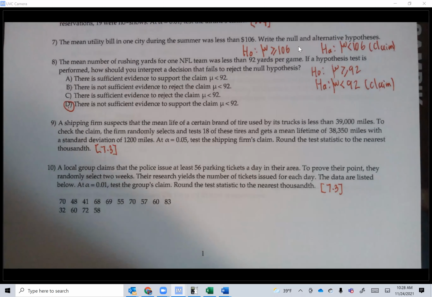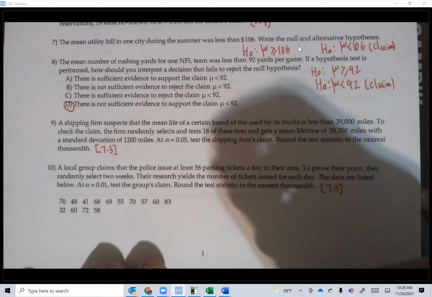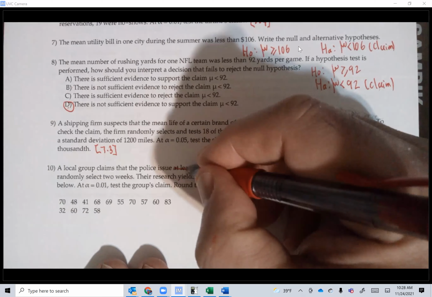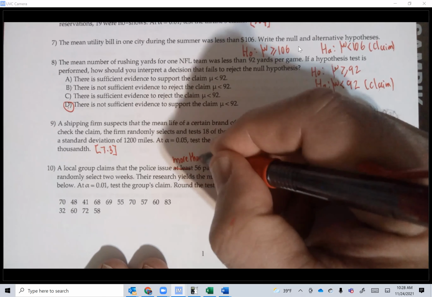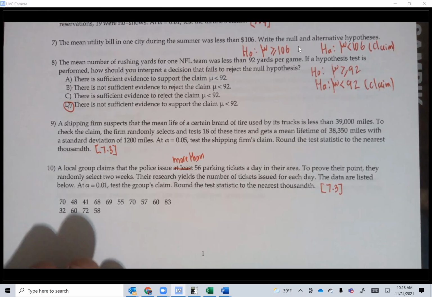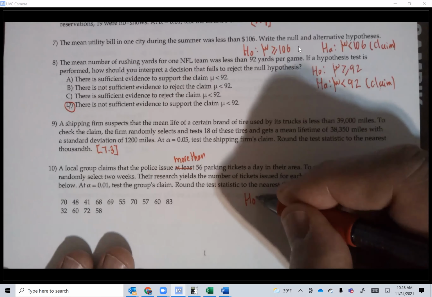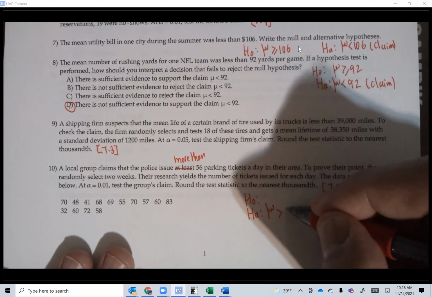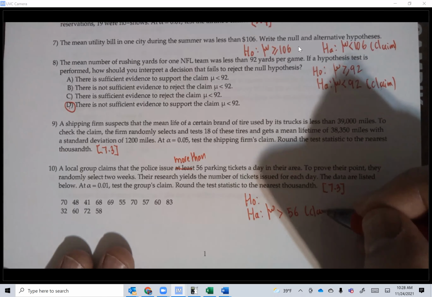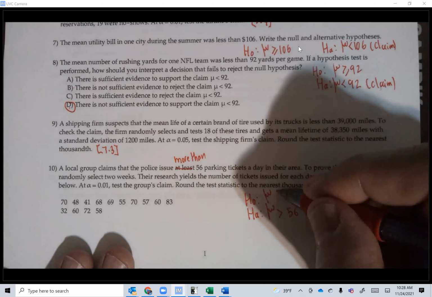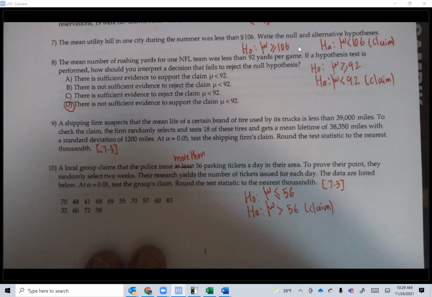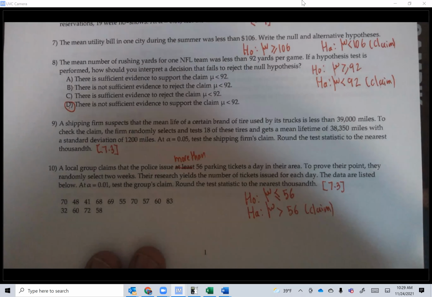Okay, here's what I would like to do here. I would like you to test the claim that the police issue more than 56. So if we state the null and the alternative hypothesis, guys, I changed the wording here. So more than 56, that's the claim. And mu is less than or equal to 56. So let me pause for a second until I enter the data.